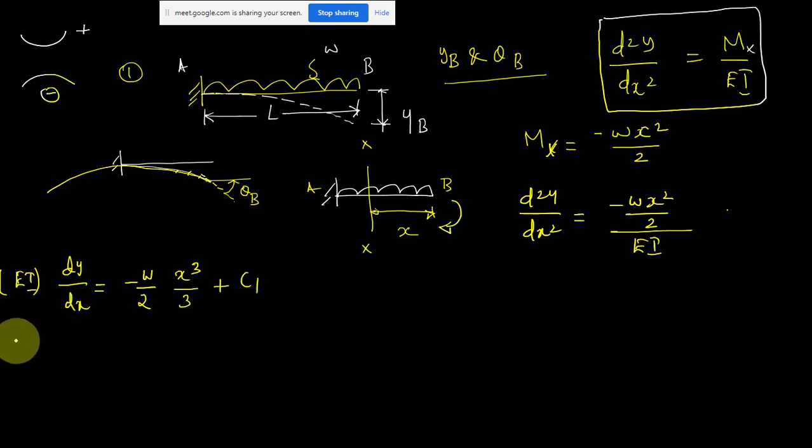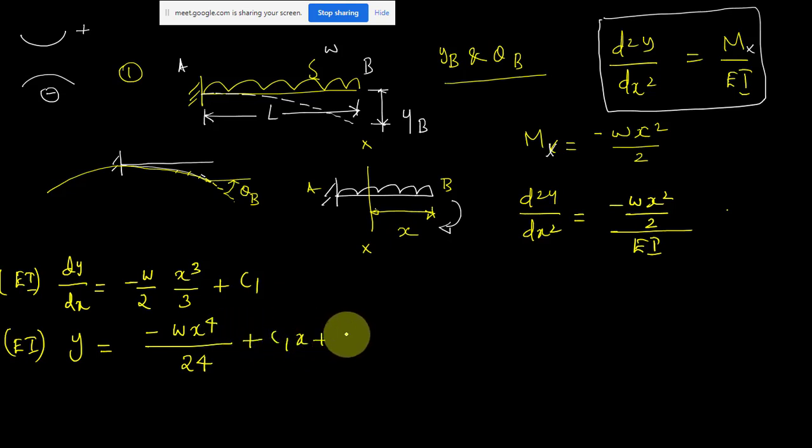Now you do the second integration. EI into y is equal to minus w x raised to 4 by 4, 4 into 2 is 8, into 3 is 24. So this will become minus w x raised to 4 by 24 plus c1x plus c2. Very simple. First you take this equation, this is the procedure for any problem.